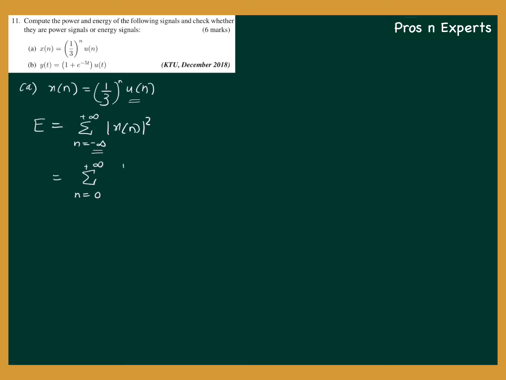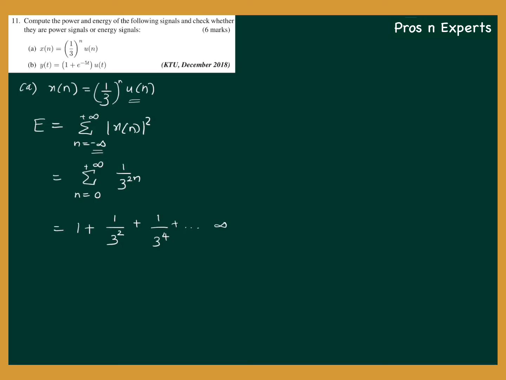It is 1 by 3 raised to 2n. Okay. Now we need to expand this summation. Putting n equal to 0, you get 1 by 3 raised to 0, just 1. Plus, for n equal to 1, you get 1 by 3 raised to 2. For n equal to 2, you get 1 by 3 raised to 4, plus etc. and goes to infinity.